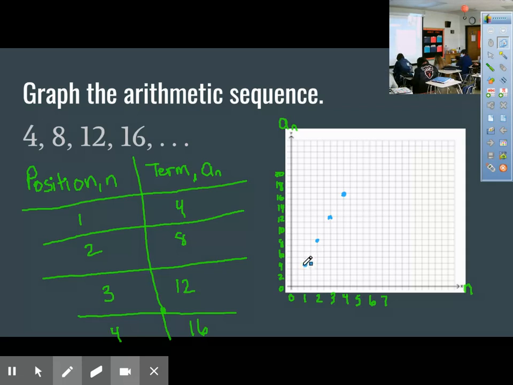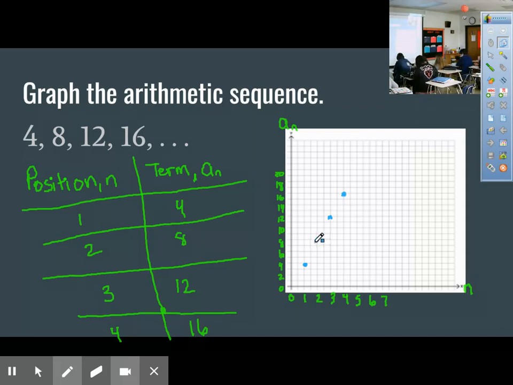Now, my question is, what do you notice? It's going up. Okay, so it's increasing. Anybody notice anything else? It's linear. Yeah, see how it goes? See how each of them increases by the same amount? This would be considered linear. So an arithmetic sequence is linear.